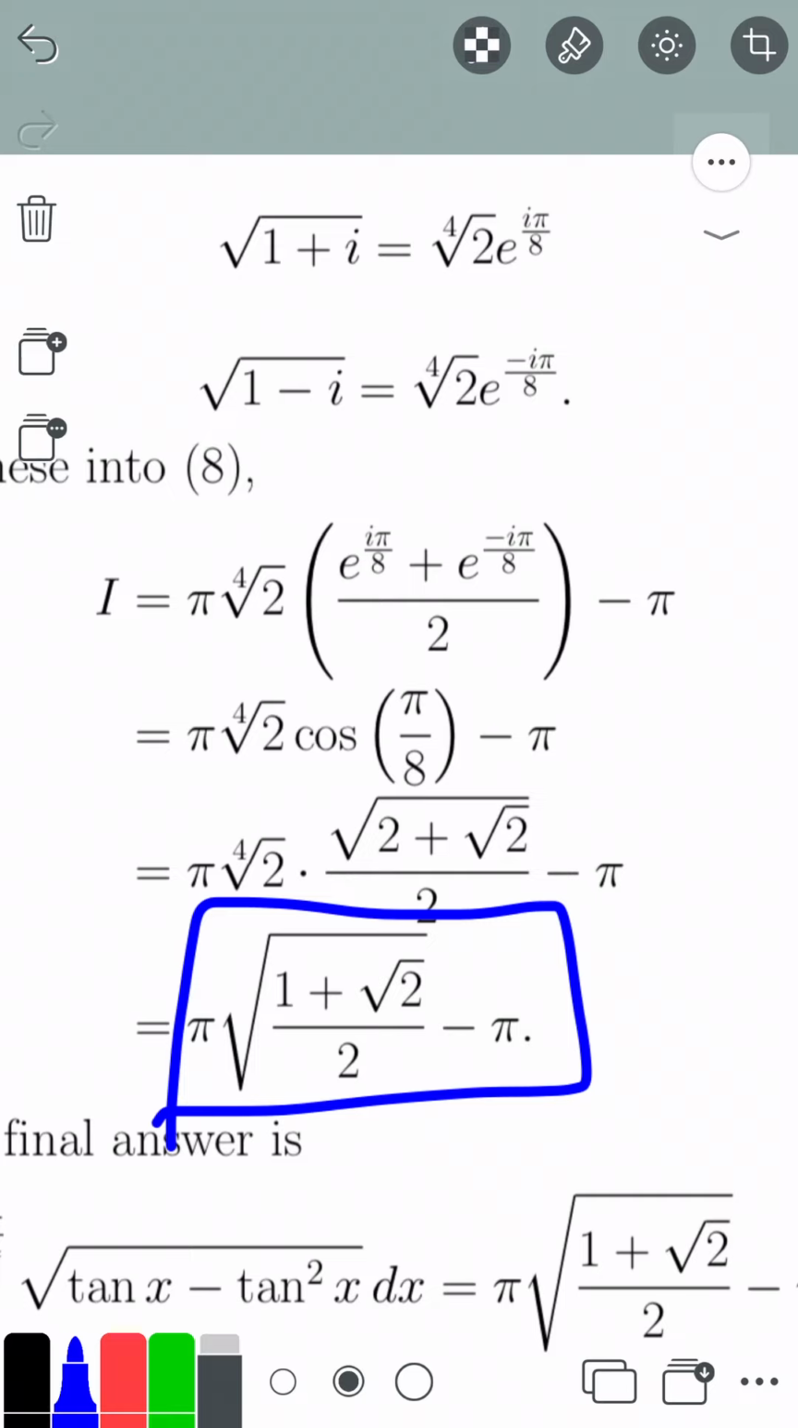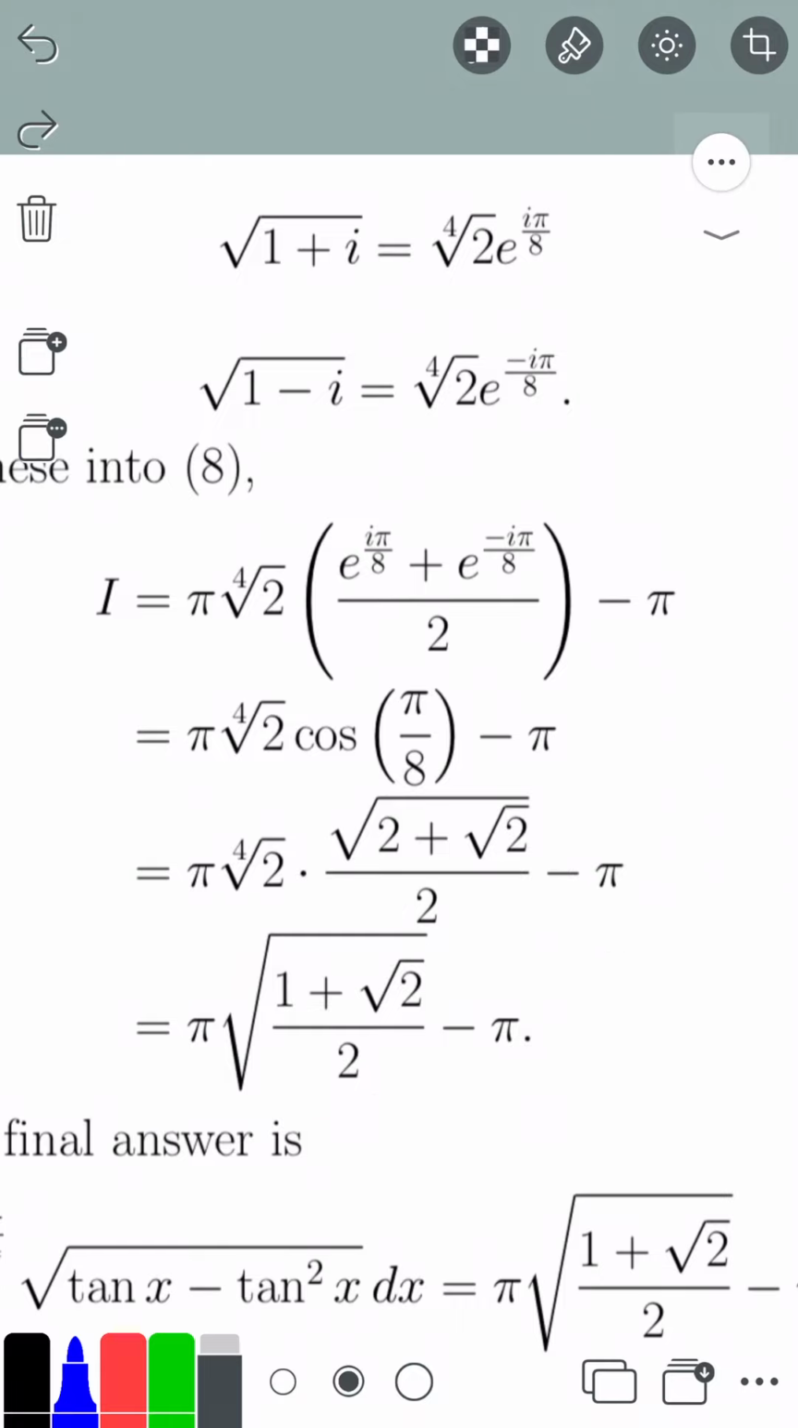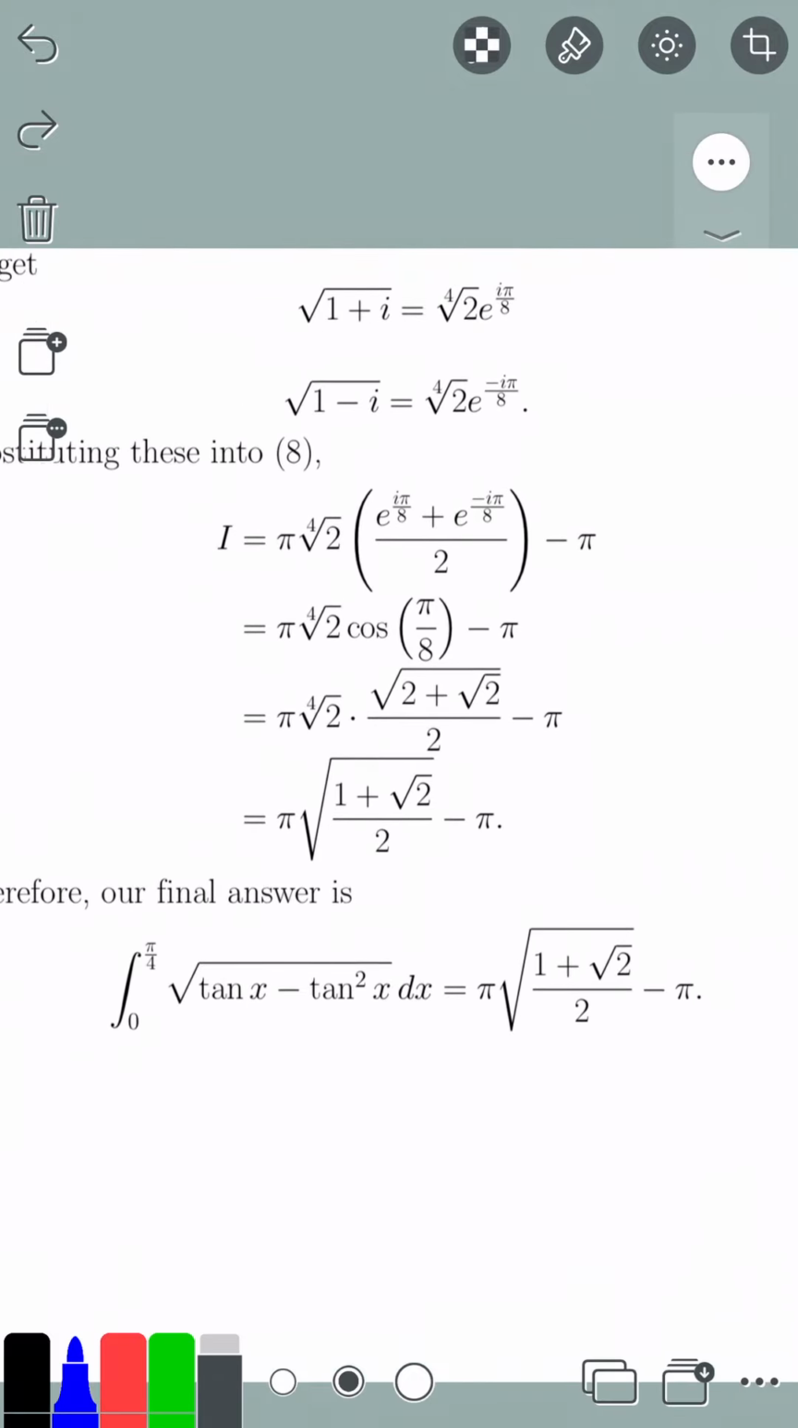So the integral I is equal to pi times square root of 1 plus square root of 2 over 2, and then minus pi. So this is our final answer.